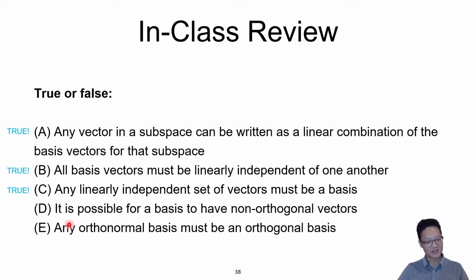Okay, it is possible for a basis to have non-orthogonal vectors. That is true. So the only requirement is that the basis vectors must be linearly independent. Okay, and the last one, any orthonormal basis must be an orthogonal basis. Okay, that one is also true. So orthonormal is basically a special case of orthogonal, where all of the vectors have a norm of 1. Okay, so hopefully you got these.